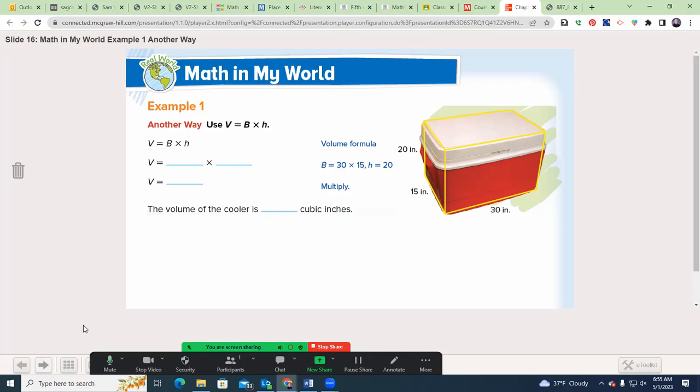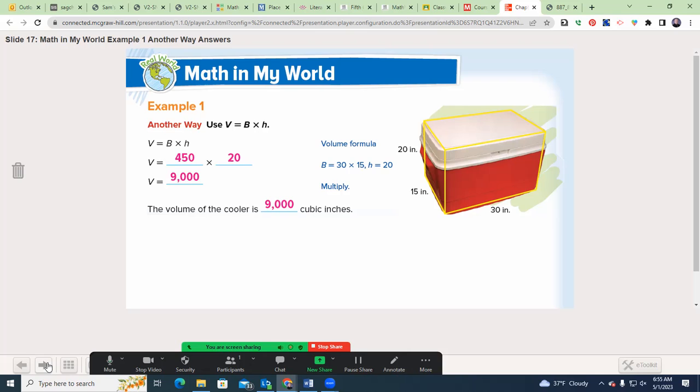Moving on. The other way is to go base times height. So 15 times 30, which is going to be 450 times 20. 45 times 2 is 90. Add the 2 zeros and you get 9,000. Either one of those works.